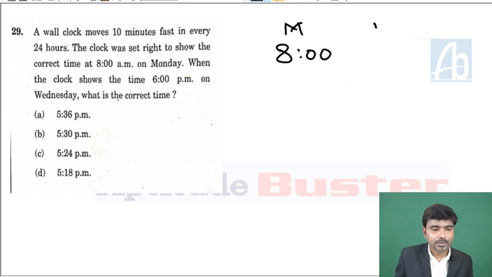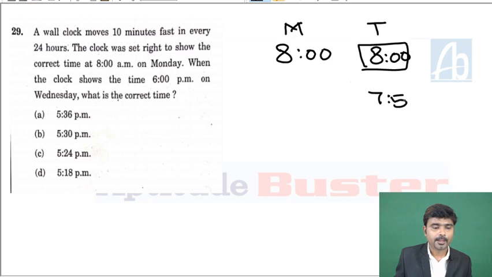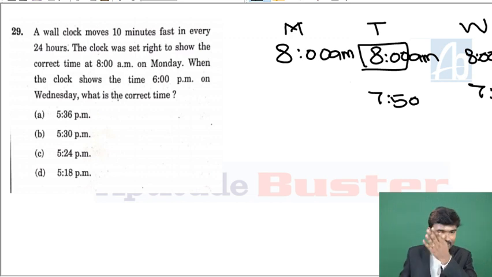See, Tuesday normal time. If the normal time is 8 o'clock, then the clock will show 8:10, right? Okay, Wednesday morning, this is 8 a.m. This is 8 a.m. This also 8 a.m. right? 8 a.m. This will show 8:20, right? Then what's the question?